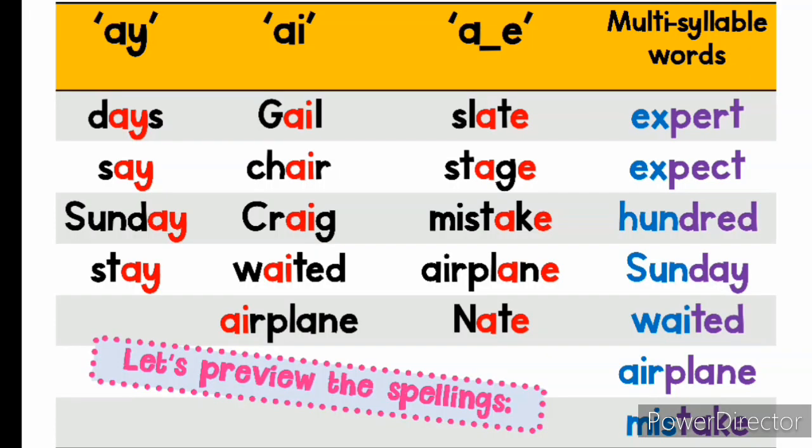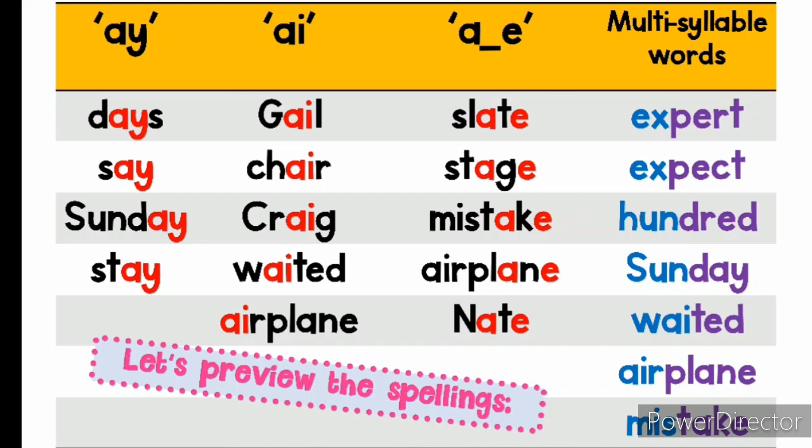Now remember, let's preview this spelling quickly. We have AY, which is A, we have AI, and A separated E. Remember we had our word sorts just briefly, and I separated some words. You can see the mistake I mentioned is under the A separated E.